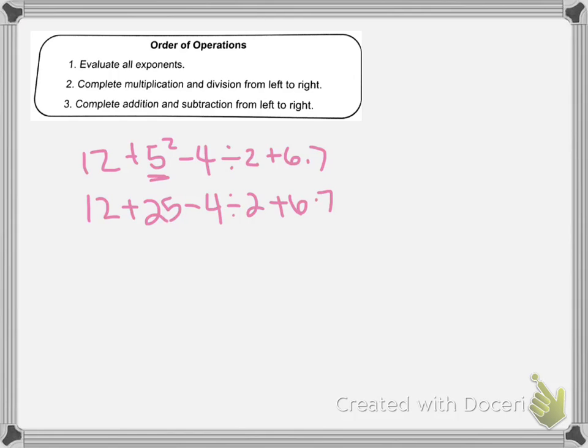The next one says that we need to do our multiplication and division from left to right. So I start over here on the left side, and I look to see what's multiplication or division. Well, division's first here. So I'm going to do that next. So we're going to bring down our 12 plus our 25 minus 2 plus 6 times 7. But 6 times 7 turns into 42. So we're going to write our 12 again. This is where we need to do our math downwards, and this is why we need to show our work. That way when I go to help you, you'll know what to do.